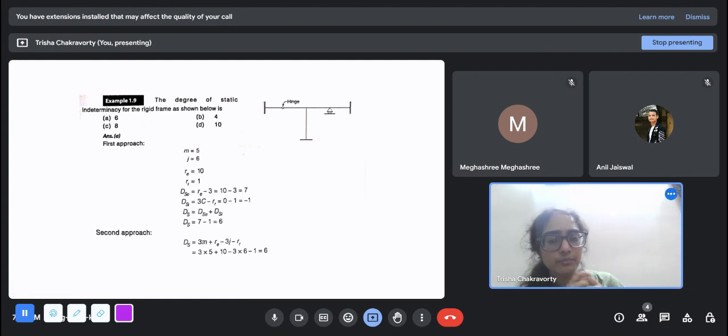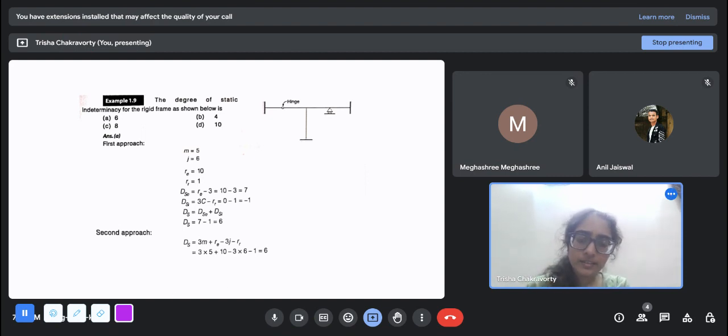What is a frame member defined as? A frame has axial force, it has shear force, and it has moment. So in a frame, for each member there are three unknowns, and in a beam, for each member there are two unknowns: the bending moment and the shear force. But in a truss, there is only the axial force.